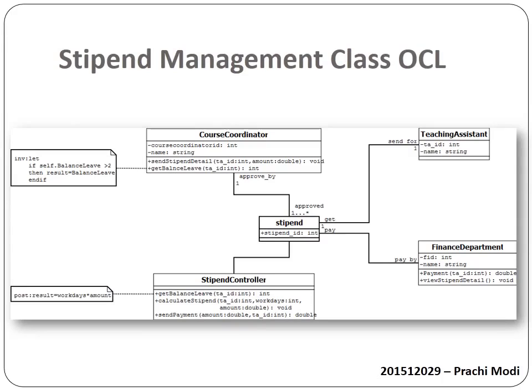This is the stipend management class. In this, there are 2 constraints. That is, if balanced leaves are greater than 2, then and only then the course coordinator can approve it. And the second is for the stipend controller, it will return the stipend, that is work days into amount.